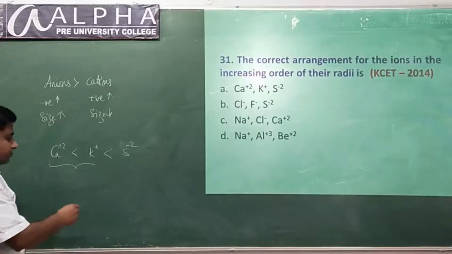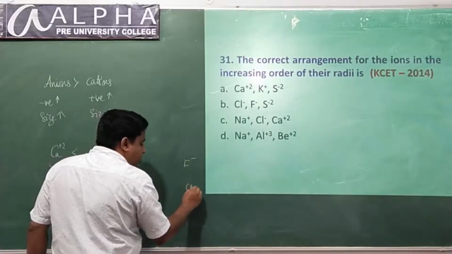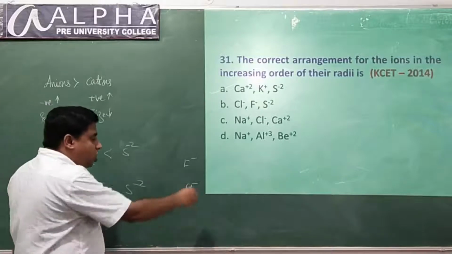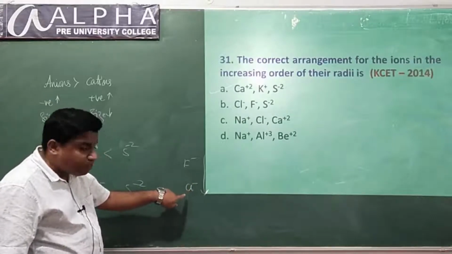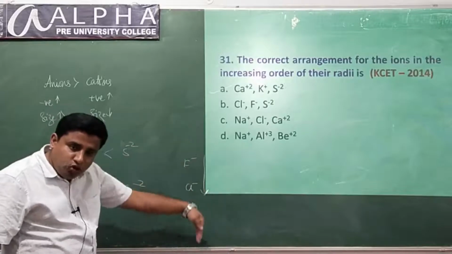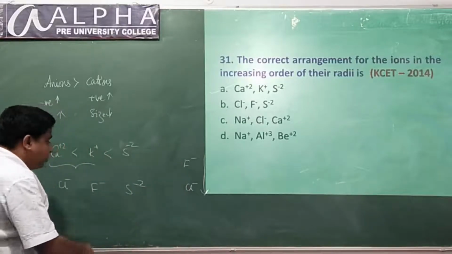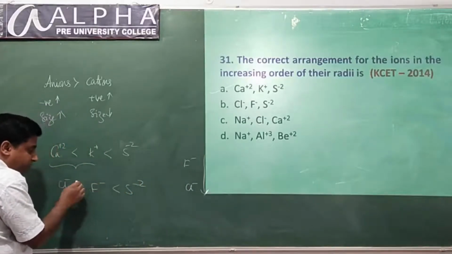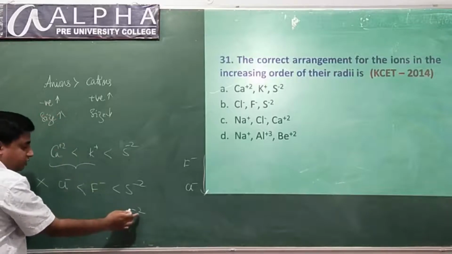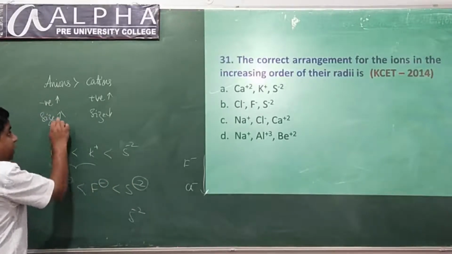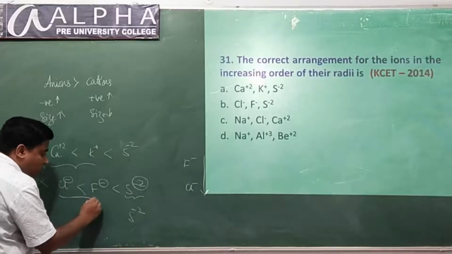If I go with the second option, we have chloride, fluoride and sulfide. Fluoride and chloride belong to the same group, so down the group the size should increase. That means chloride should have bigger size than fluoride. According to this option, sulfide has bigger size than fluoride, and fluoride has bigger size than chloride, which is absolutely wrong. Sulfide has a -2 charge, this is -1. Higher the negative charge, higher is the size. Therefore, sulfide is bigger than chloride and fluoride.